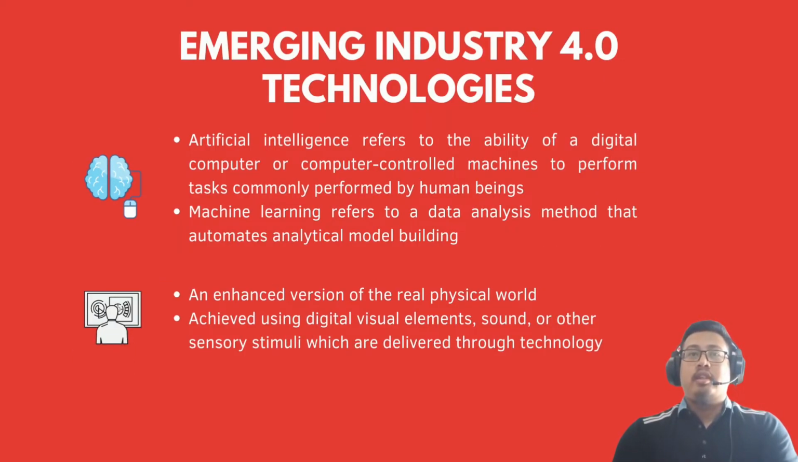In addition, there is artificial intelligence and machine learning. Artificial intelligence refers to the ability of a digital computer or computer-controlled machine to perform tasks commonly performed by human beings, while machine learning refers to a data analysis method that automates analytical model building. Machine learning can learn from data, identify patterns, and reach conclusions with minimal human intervention.